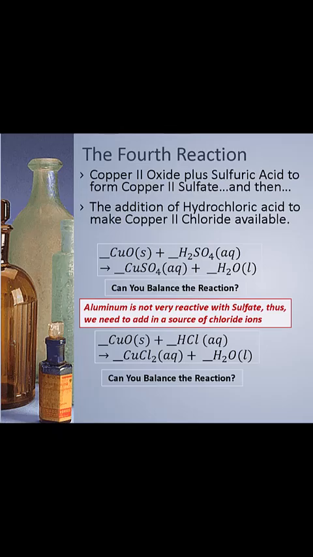We're going to add our aluminum to the reaction. But it doesn't react very well with the sulfate ion. So we need to add a source of chloride ions and essentially convert the copper 2 sulfate into the copper 2 chloride. So we will add some hydrochloric acid at this step as well. So make sure to balance that reaction and describe if anything changes when you add the hydrochloric acid.